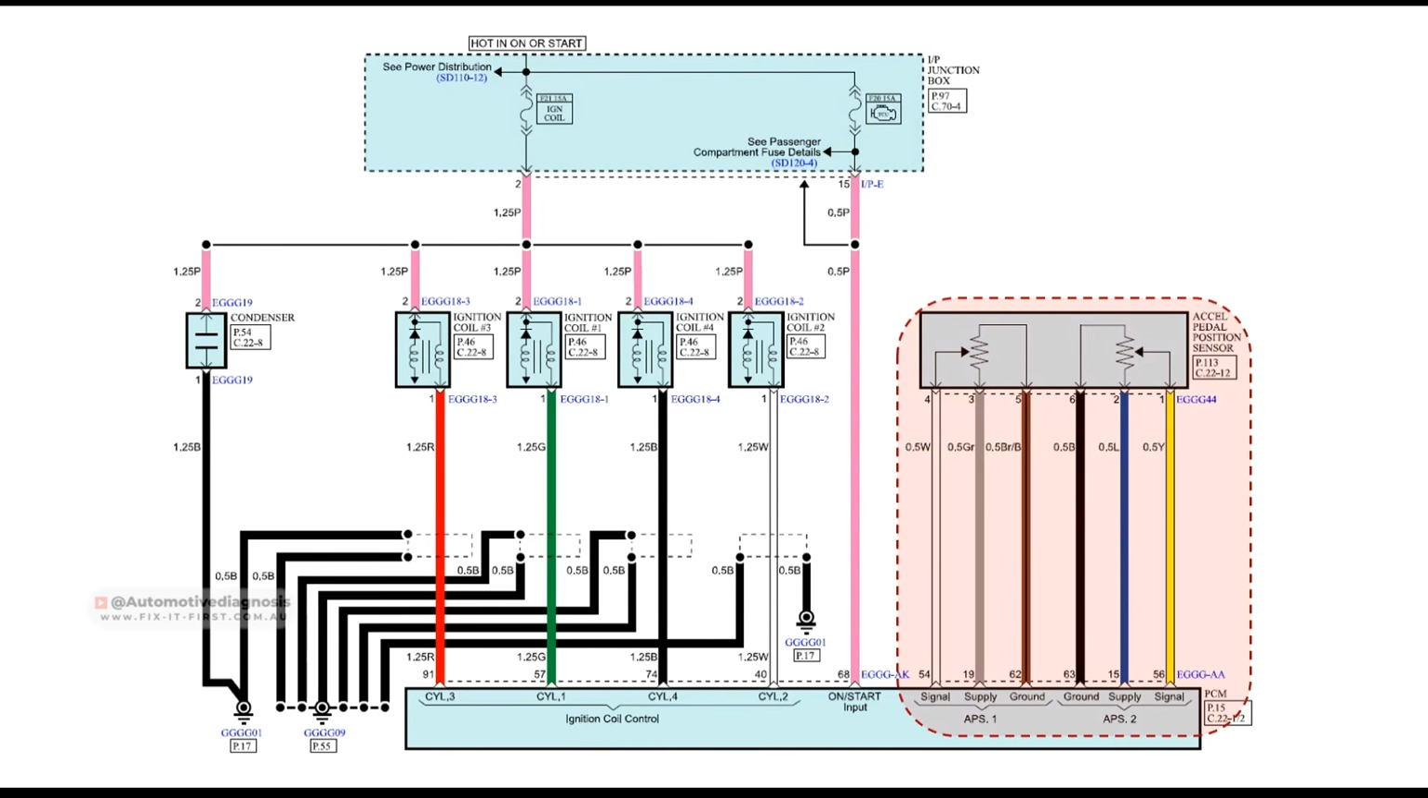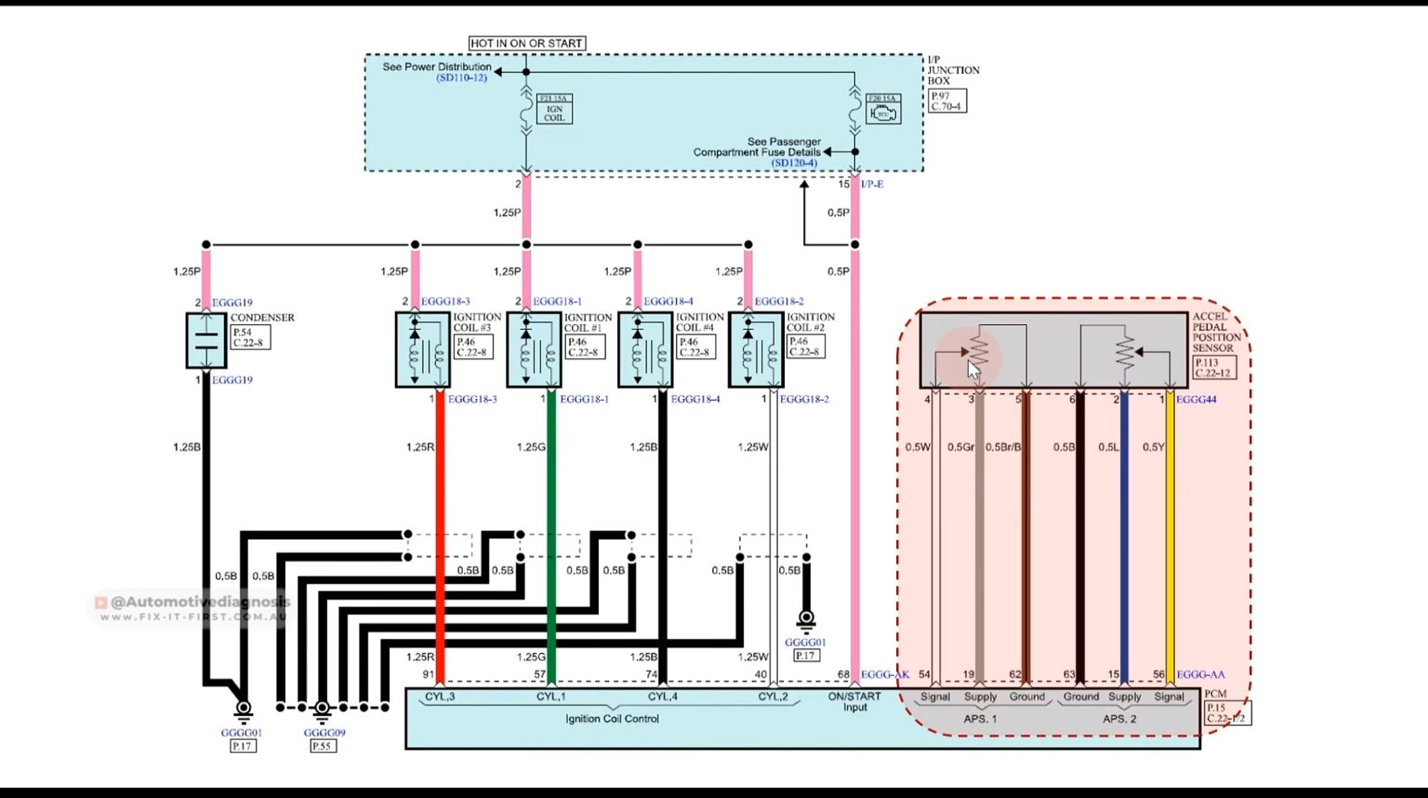So for sending the signal from the accelerator pedal, we have one or more sensors inside the throttle body. In this case, we have two. These sensors are potentiometers and are going to work exactly same as the throttle position sensors. It means when you press the gas pedal, you have changing resistance over here, which is going to affect the sensor output voltage.